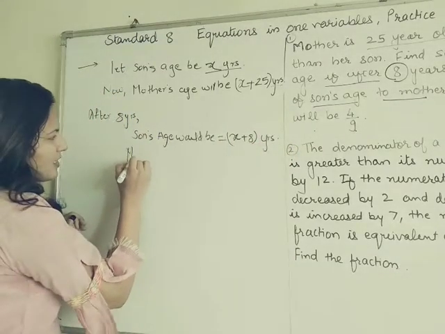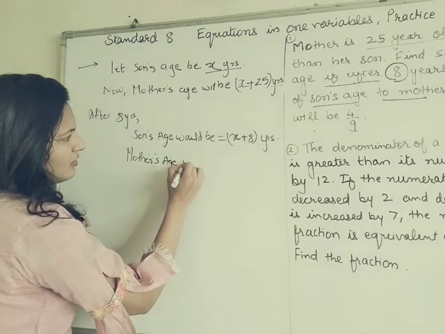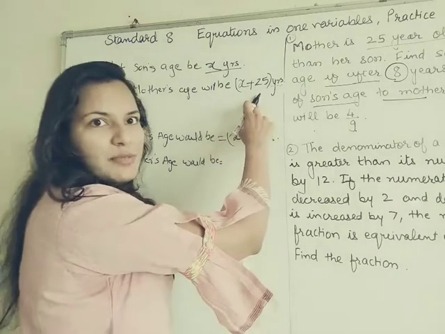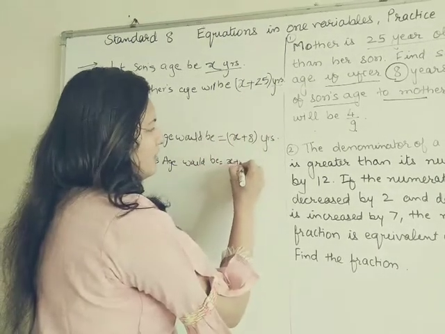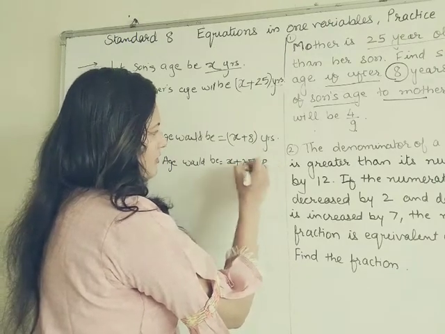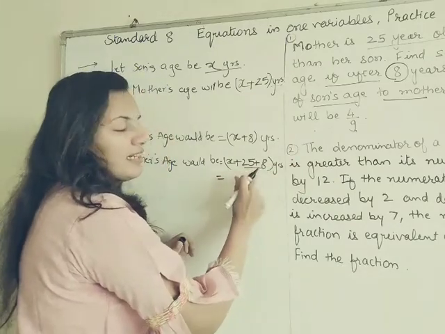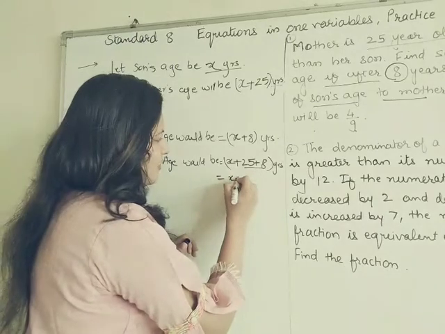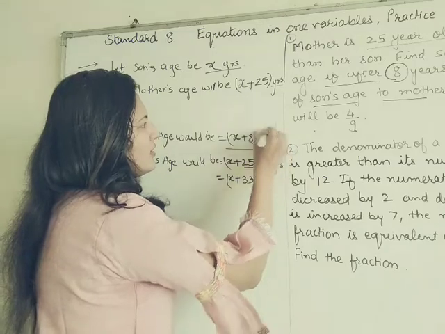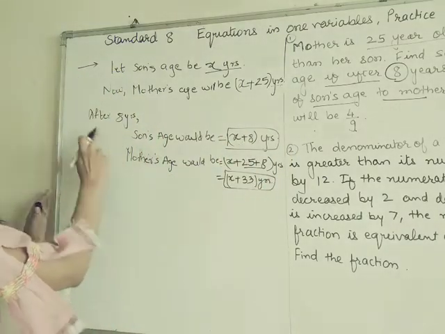And mother's age would be, present is X plus 25, so we will add X plus 25 plus 8 years. So let's solve this. We can add these constant terms, so it will be X plus 33 years. So we got this and this. This is son's age and this is mother's age after 8 years.